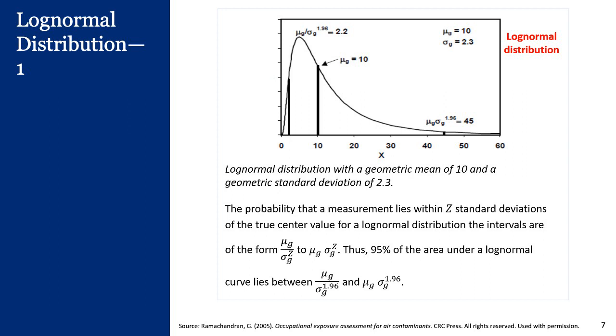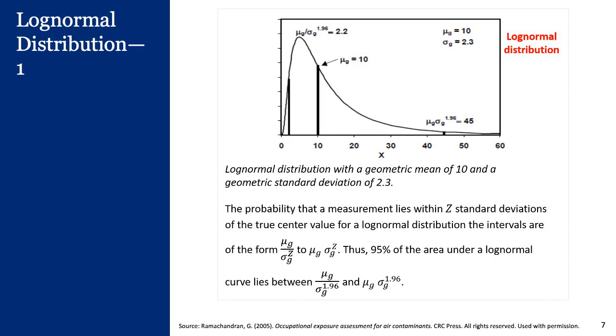The other important thing that is shown here is if you look at the extreme left-hand side vertical bar, that is marked as mu g divided by sigma g raised to the power 1.96. So it is sigma g that is raised to the power 1.96, not the whole ratio. Mu g divided by sigma g raised to the power 1.96 is 2.2. And on the right-hand side, you see another very small vertical bar, mu g times sigma g raised to the power 1.96, and that comes out to around 45.